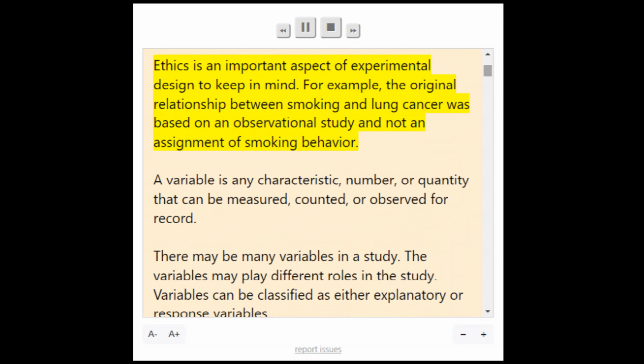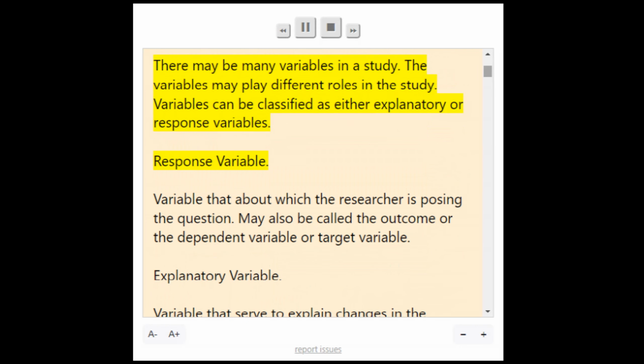Ethics is an important aspect of experimental design to keep in mind. For example, the original relationship between smoking and lung cancer was based on an observational study and not an assignment of smoking behavior. A variable is any characteristic, number, or quantity that can be measured, counted, or observed for record. There may be many variables in a study.